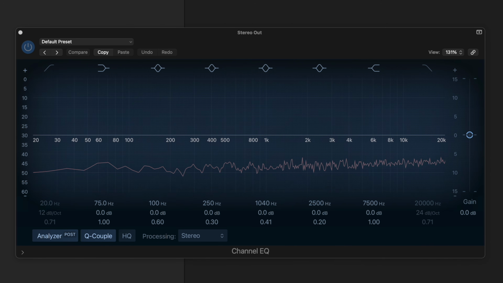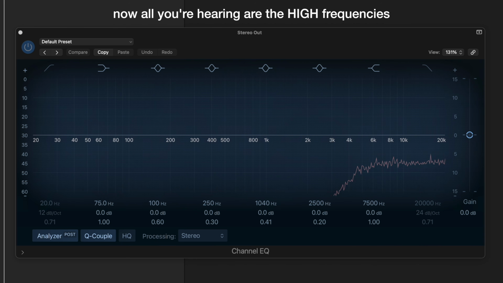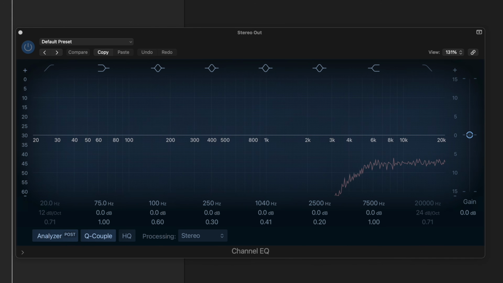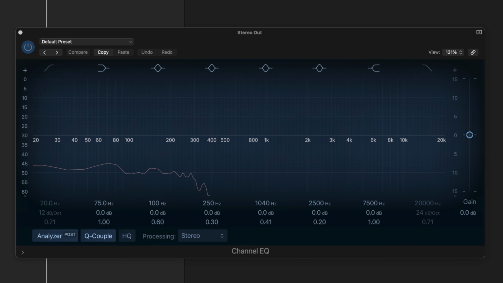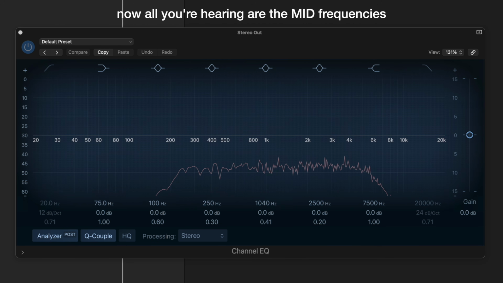Before we go any farther, if you're unfamiliar with the terms low frequencies, mid frequencies, or high frequencies, I want to include a quick demo so you can understand that. What you're hearing right now is white noise. This covers every single frequency from 20 hertz to 20 kilohertz. So that all you're hearing are the high frequencies. Now all you're hearing are the low frequencies. And now all you're hearing are the mid frequencies.